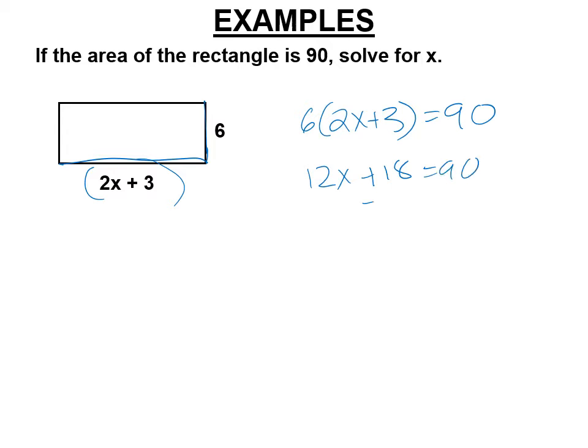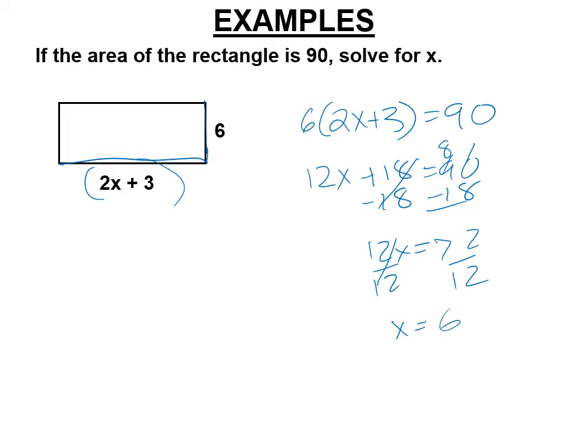There's your two-step equation. You subtract 18 from both sides. Do a little borrowing there. And divide both sides by 12. 12 goes into 72 6 times. Right? And so this side was 2 times 6 plus 3, or 15.